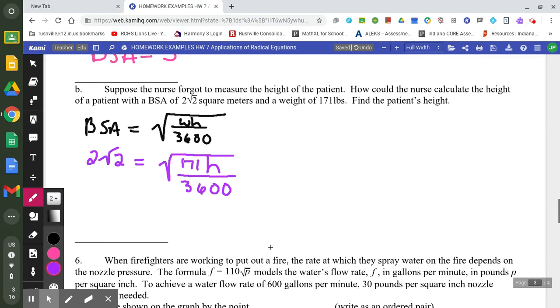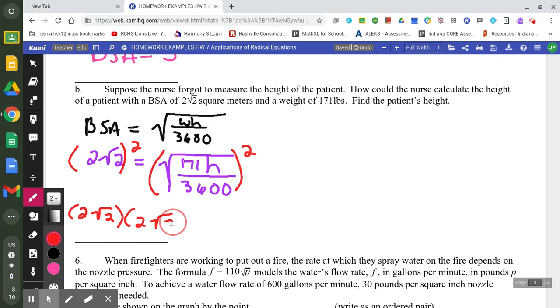So the radical is isolated, even though it's kind of ugly. So we are ready to square both sides of the equal sign. And so over on this side, this actually means 2 square root of 2 times 2 square root of 2. And then we squared a square root, so the square root sign is now gone. So this is just 171h over 3,600. And I ran out of room, so I'm going to have to go up here.